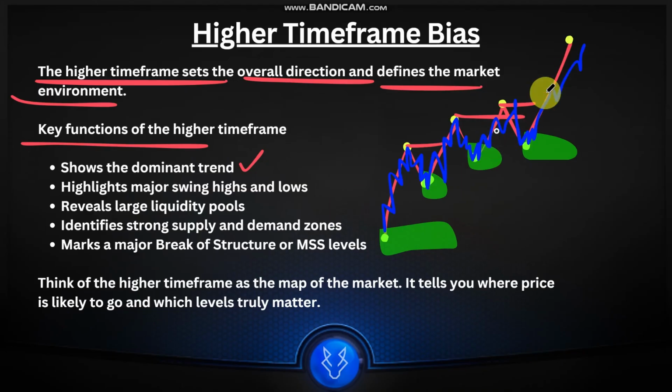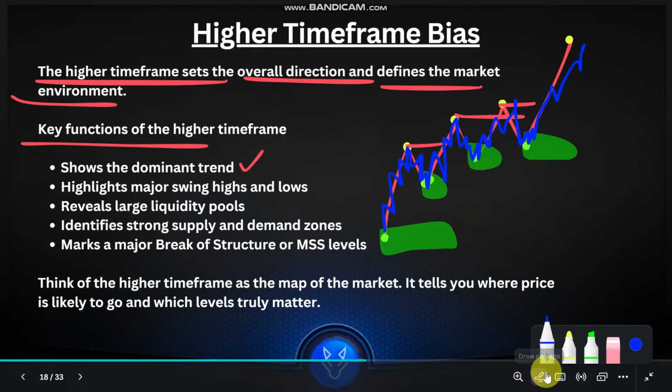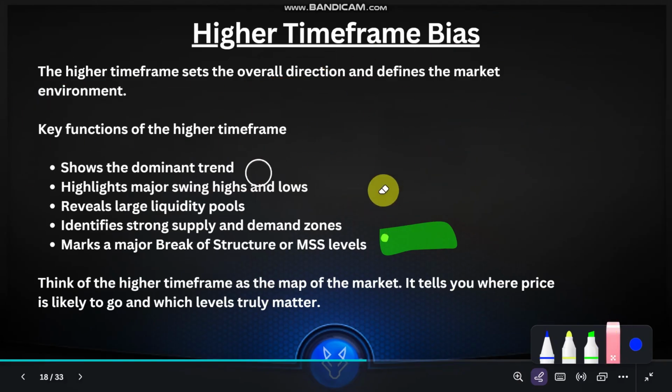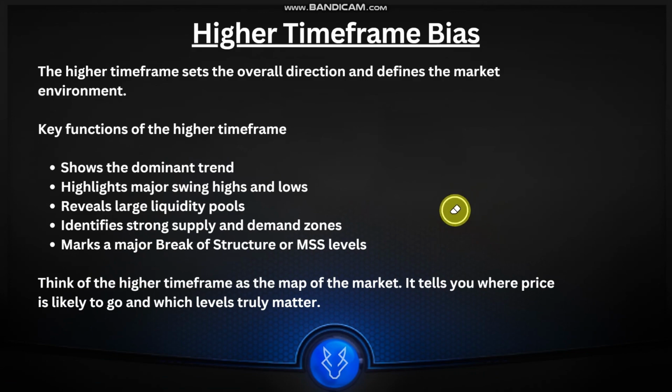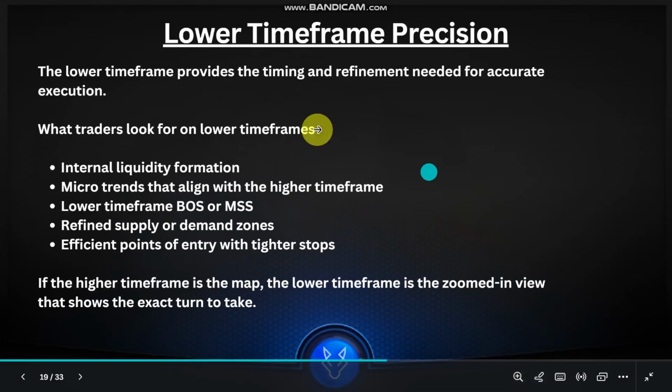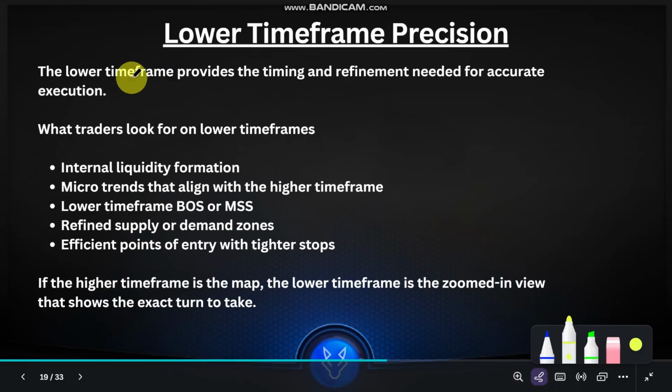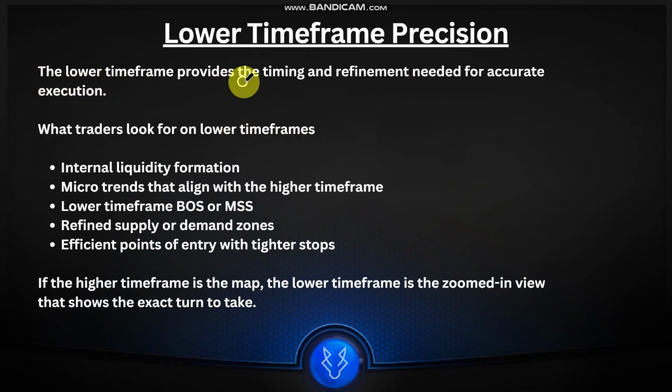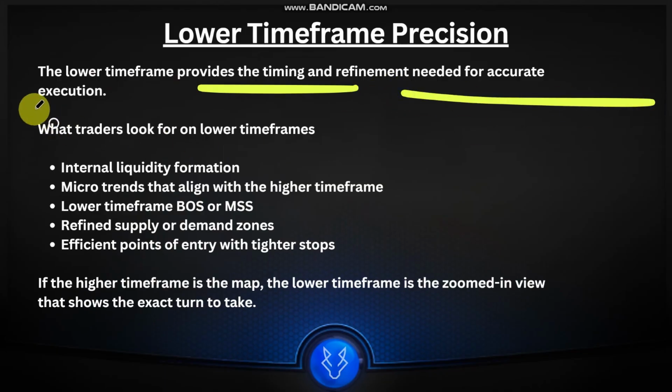Okay, so this is going to happen in the lower time frame. The higher time frame bias affects the lower time frame, and you have to be watchful for the higher time frame bias, because that in a way tells where price is likely to go, and that's what truly matters. The lower time frame provides the timing and refinement needed for accurate execution.